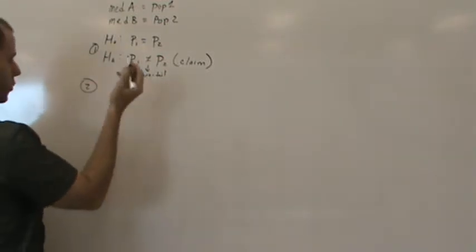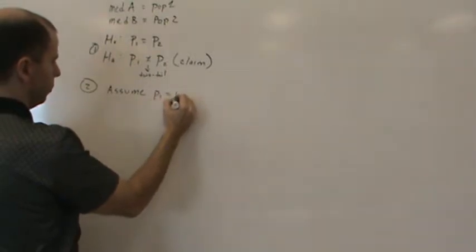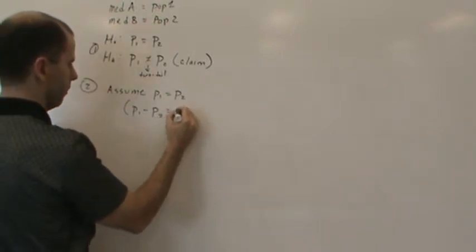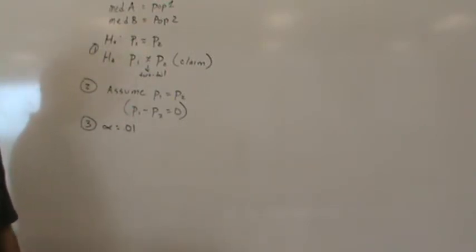Step 2 is we're going to assume the null is true. So assume P1 is equal to P2. In other words, again, I'm going to write it this way. Same thing. Now, step 3 is let's write down the information. Now, alpha in this case is equal to 0.01. They want a 1% level of significance, which means they only want a 1% chance of committing a type 1 error. Remember that? So alpha is 0.01.